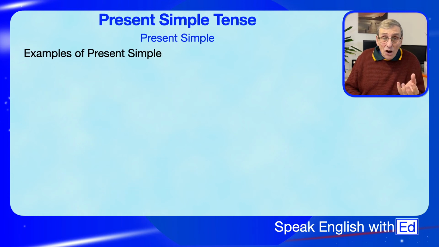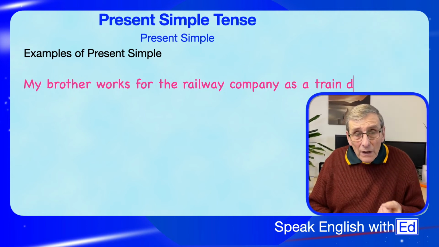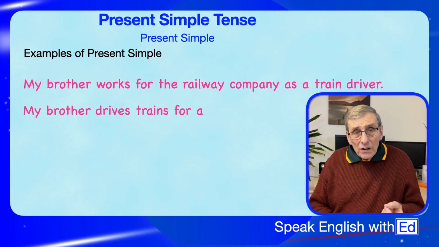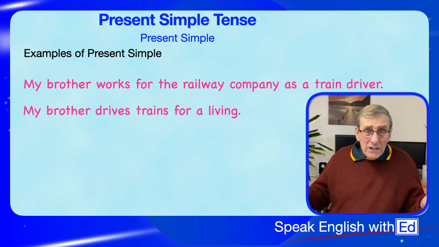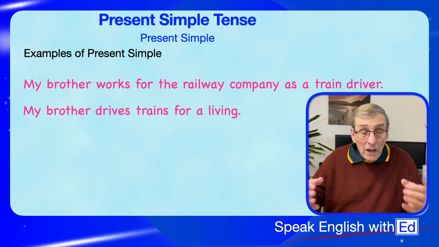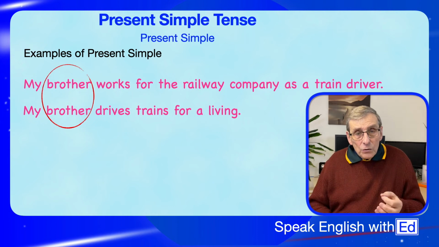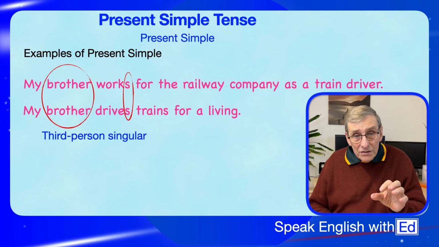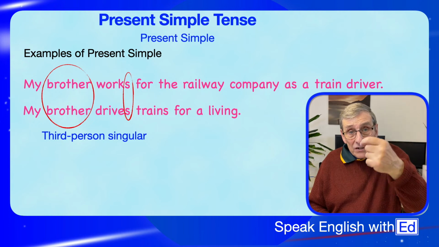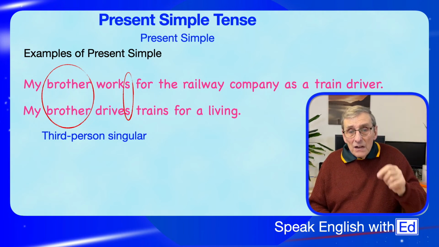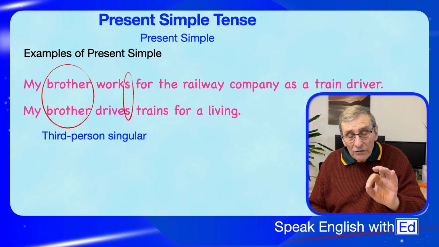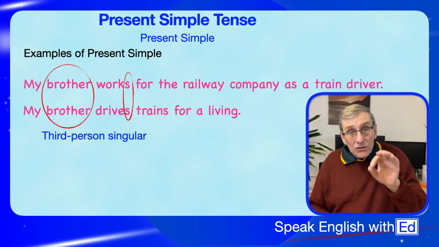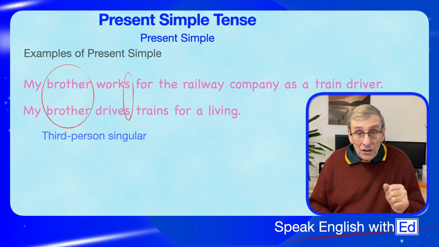So examples of present simple sentences. My brother works for the railway company as a train driver. My brother drives trains for a living. Now, both of these sentences are saying the same thing. They're both present simple. They're both using my brother as a noun, a third person noun, because he isn't here. I'm not talking to him. I'm talking to you about him. So he's third person. So we need to modify the verb to suit third person singular.